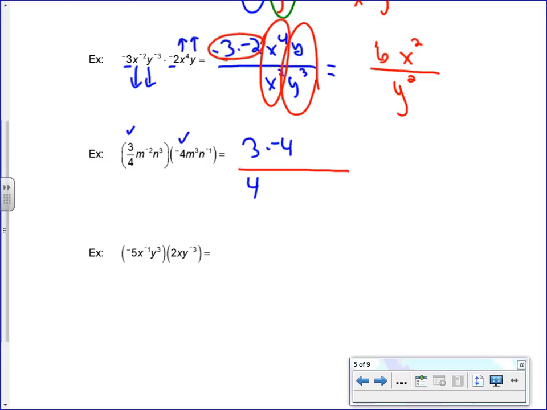Okay, this m to the -2 goes to the bottom. And I like to just scoot it over so I can see it better. And this m to the +3 goes to the top, stays on the top. This n to the 3 stays on the top. And this n to the -1 goes to the bottom and has a +1 on it.